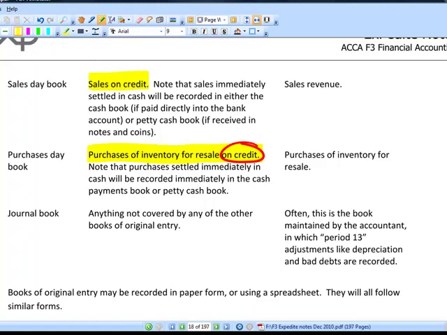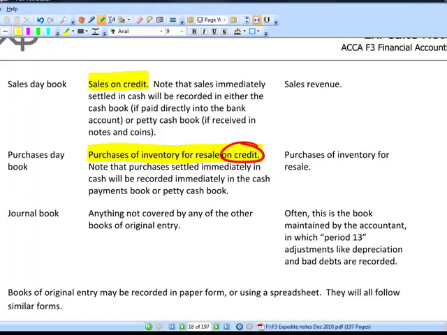We then have the journals book, which is something that a lot of what you have to do in paper F3 focuses on. So it covers anything not covered by the others. Very often these are things we call period 13 adjustments, because they happen in a kind of notional final period of the year.